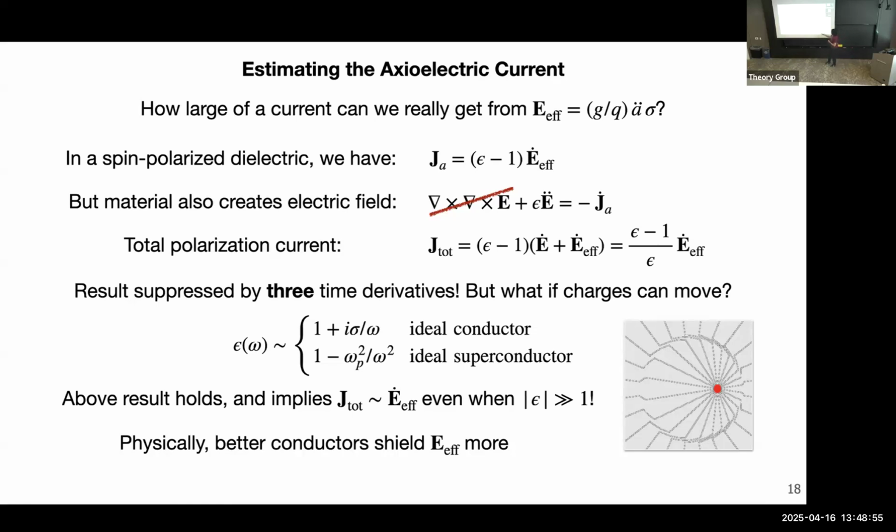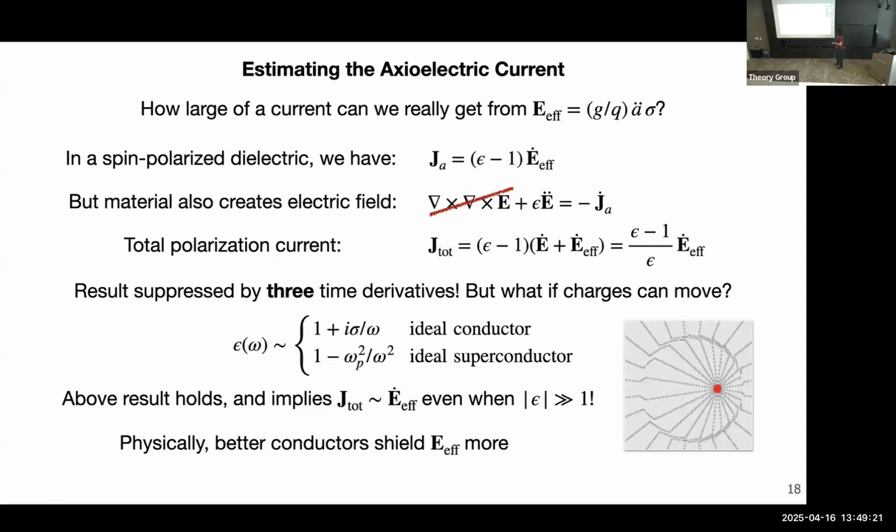Because some of these things, like conductor and superconductor, have 1 over omega or 1 over omega squared enhancements in the permittivity, which means that we can get some enormous current. And indeed we can for the first order current, which is proportional to epsilon minus 1. That is enhanced. But the whole thing, including the shielding effect of the medium, is proportional to epsilon minus 1 over epsilon. So if you make epsilon big, it doesn't actually give you any more current than you would have had just from a regular old insulator, which is very, very frustrating.